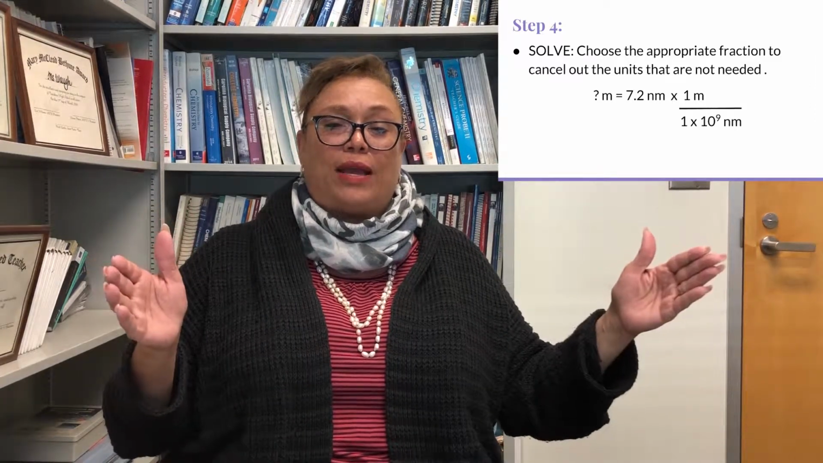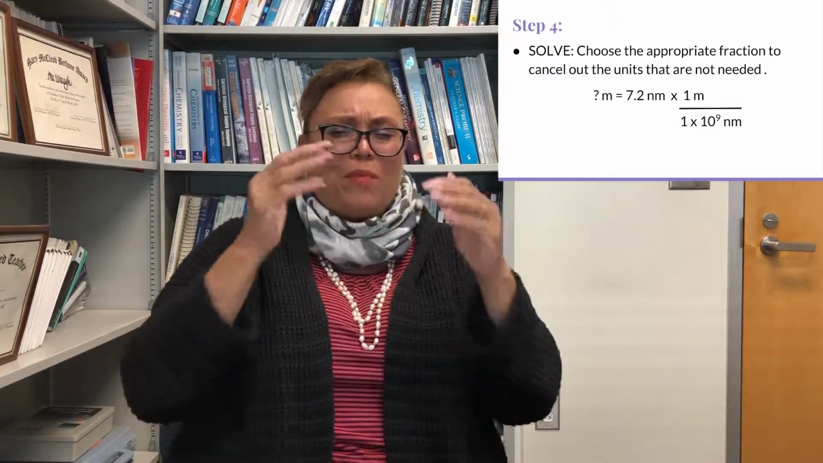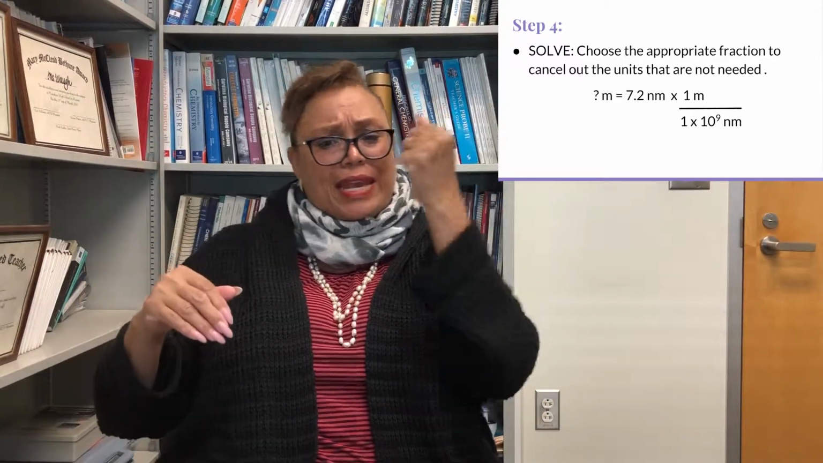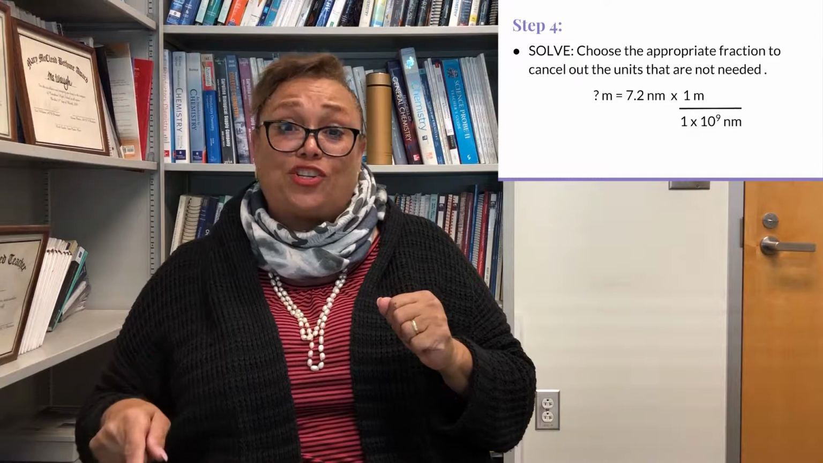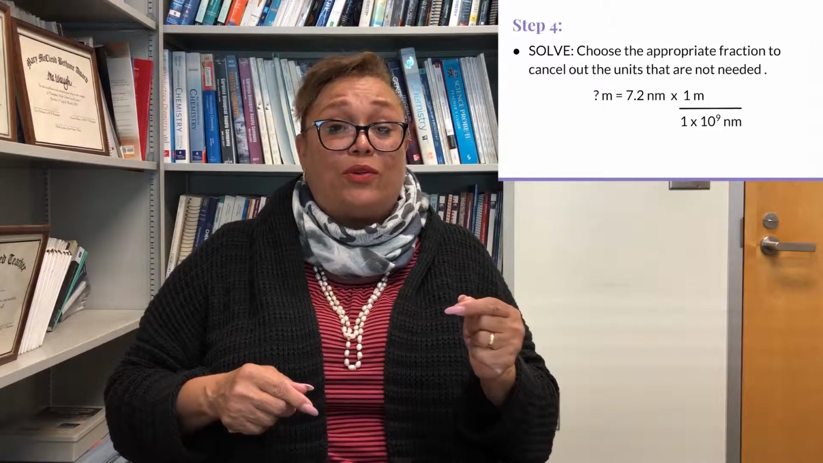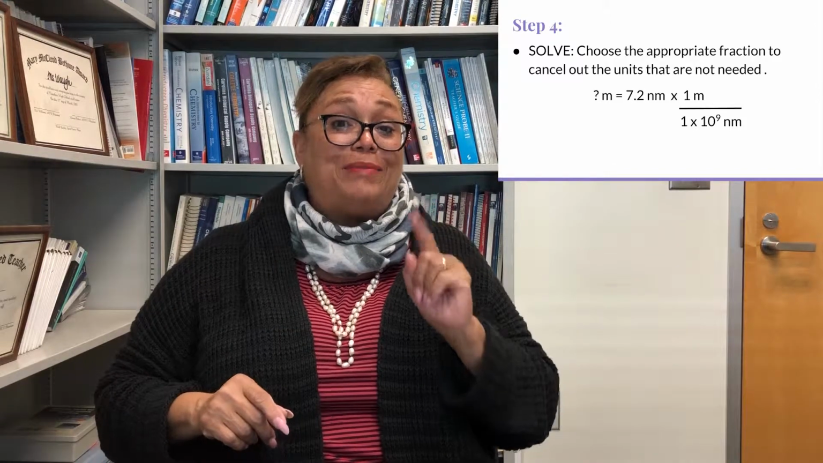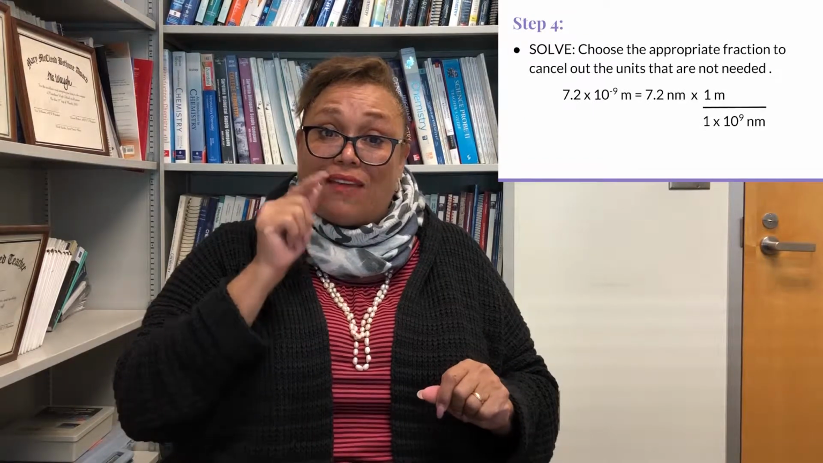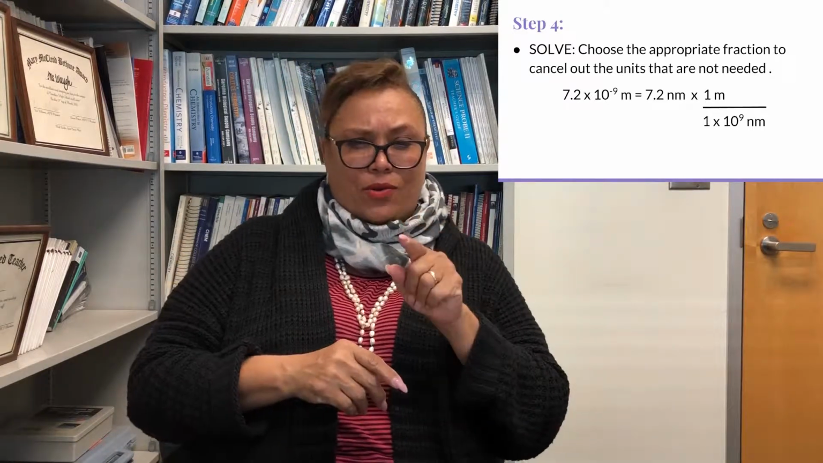So question mark meters is equal to 7.2 nanometers. Okay, you saw that in your head, right? That's where we started from. Now, if I'm going to do bam, where must my nanometers be? In the numerator or the denominator? If the nanometers is what I'm starting with, I got to go bam, put it in the denominator of the fraction. So question mark meters is equal to 7.2 nanometers times 1 meter over the 1 times 10 to the 9 nanometers. Plug it in your calculator and you get 7.2 times 10 to the minus 9 meters.